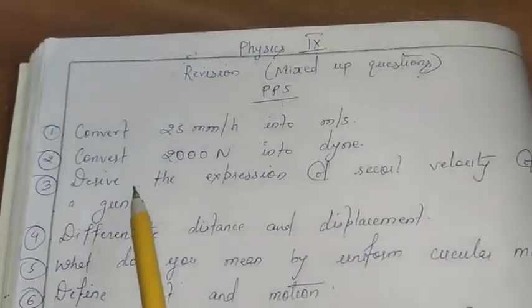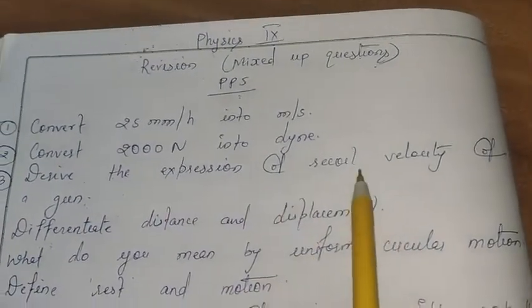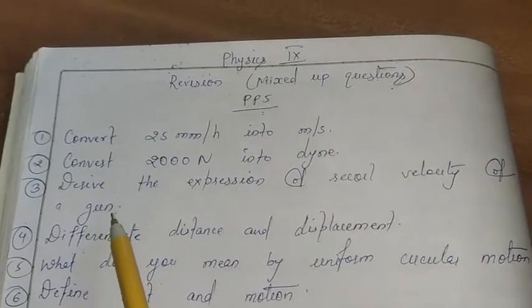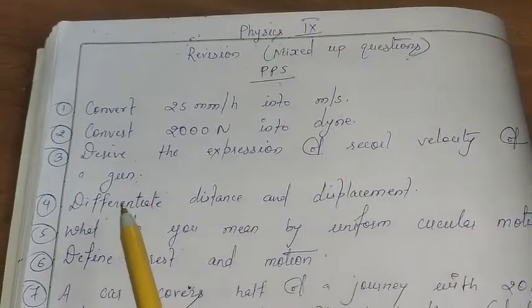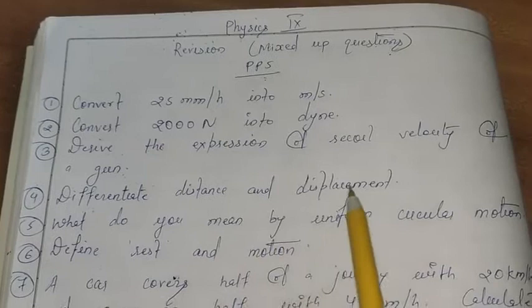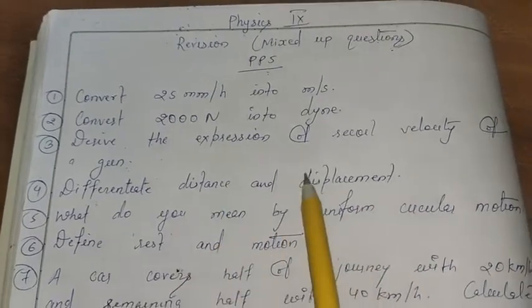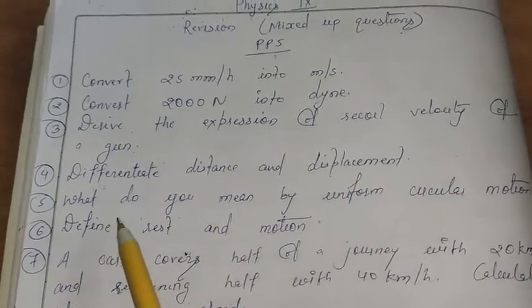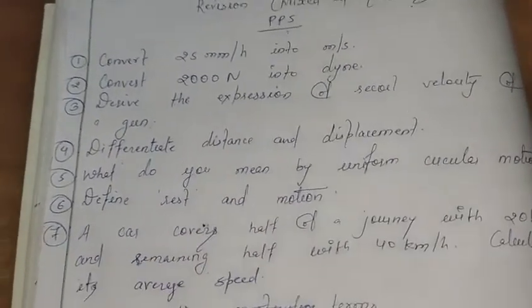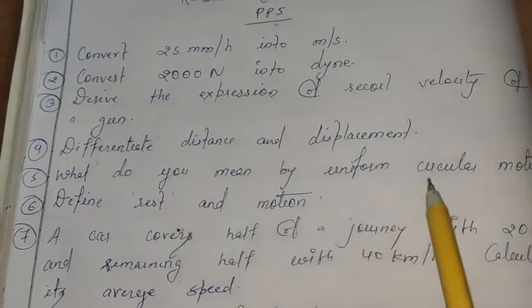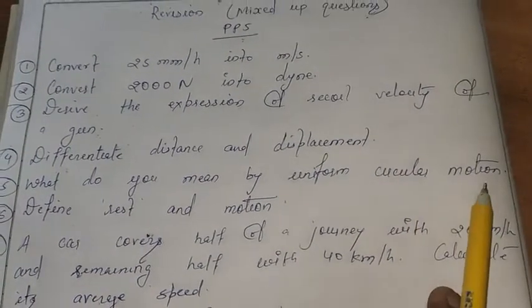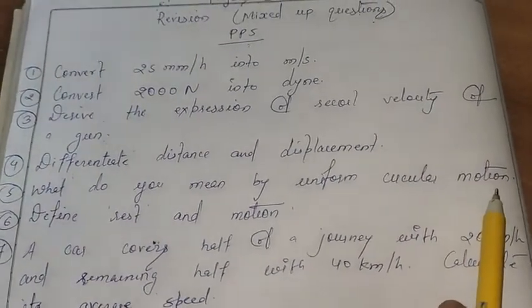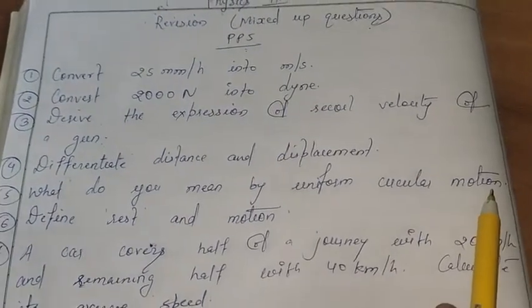Third question, derive the expression of recoil velocity of a gun. Fourth, differentiate distance and displacement. You have to write the difference between distance and displacement. Next question, what do you mean by uniform circular motion? Only you have to define uniform circular motion.